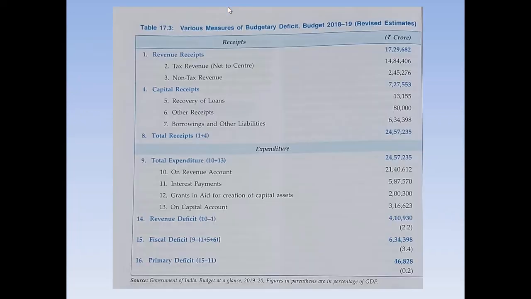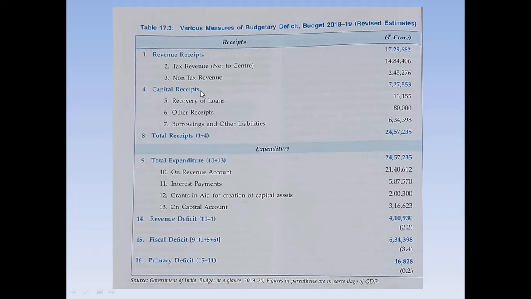Okay, now let us have a look at the general view of the budget. Out here you can see on top it is mentioned receipts, and here we have expenditure. In receipts we have revenue receipts. Revenue receipts are of two types, tax revenue and non-tax revenue. You know that part.